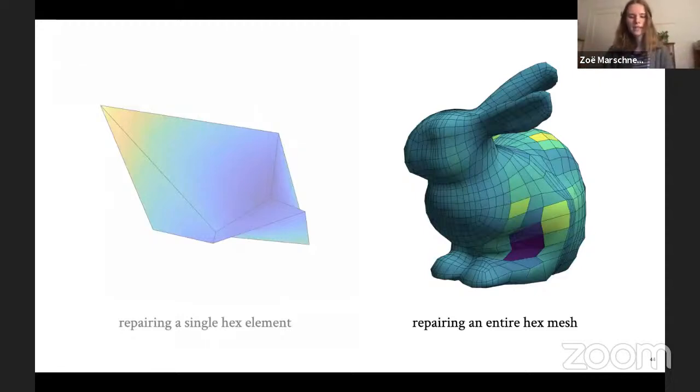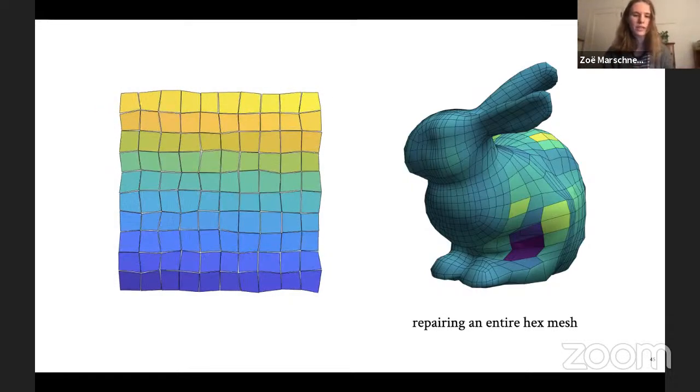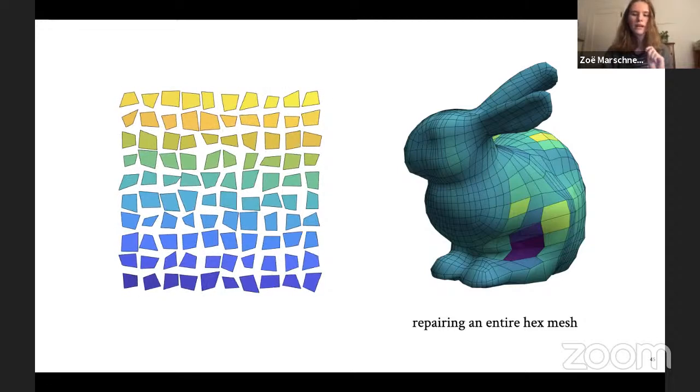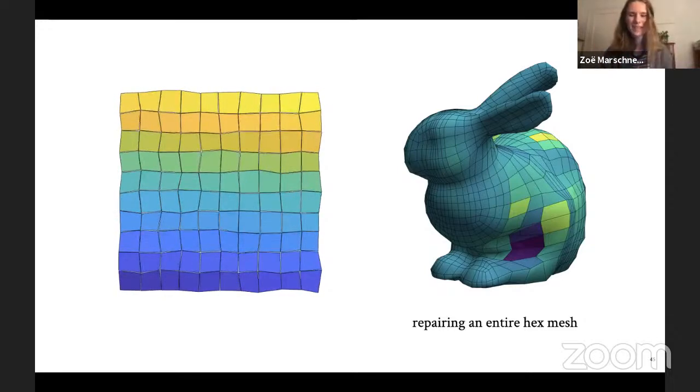And so that lets us repair a single hex element, and then we can make this into an algorithm to repair an entire mesh by just applying that single element repair algorithm to each hex inside the mesh. If we do it for each hex, we've repaired each hex, but we still need to make it into a valid mesh, because we might have a problem like the one demonstrated in the schematic here, where the elements don't actually line up and make a valid mesh.